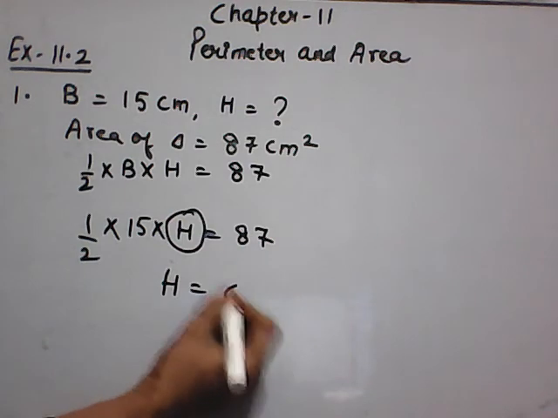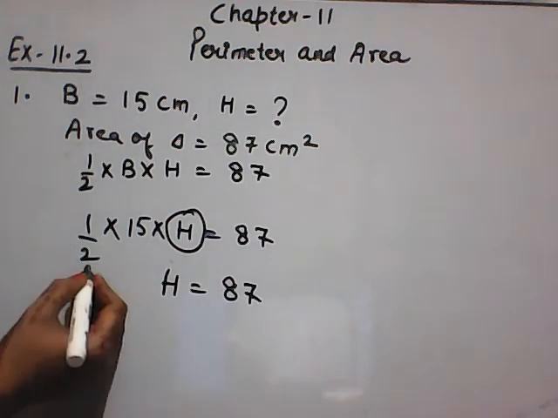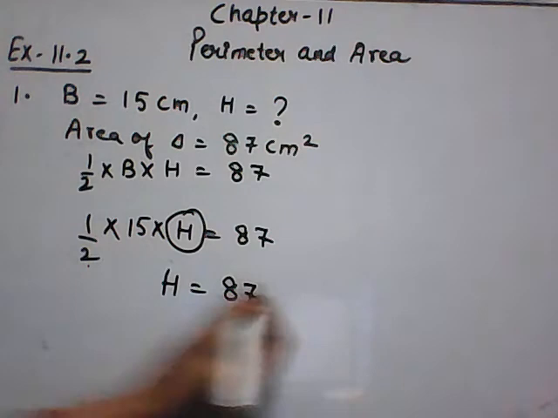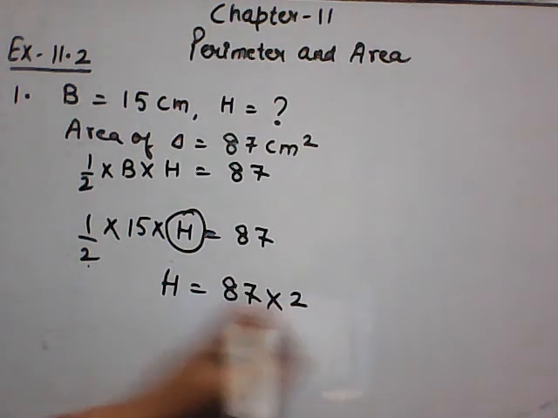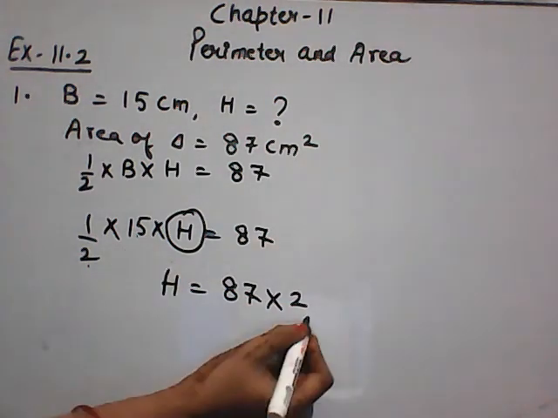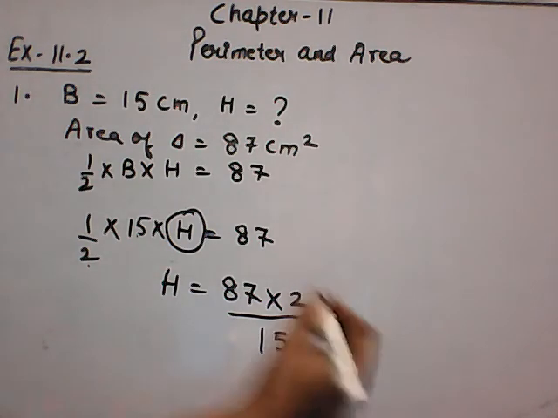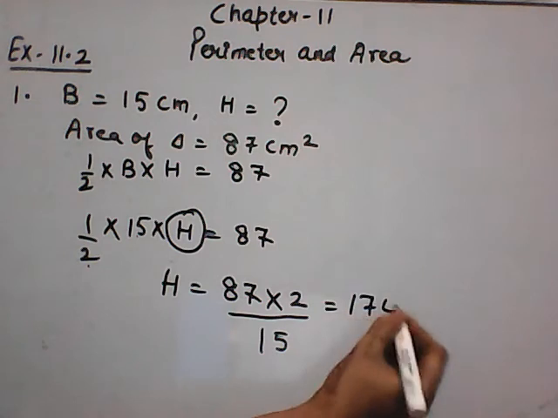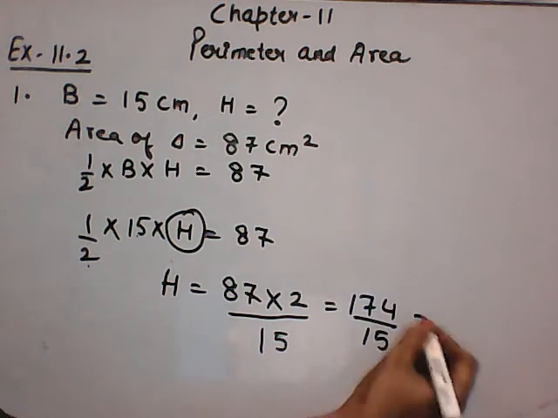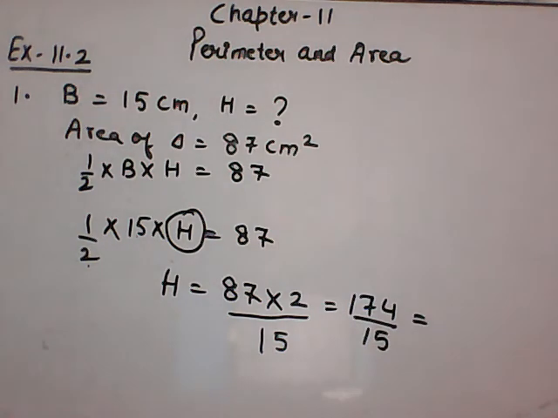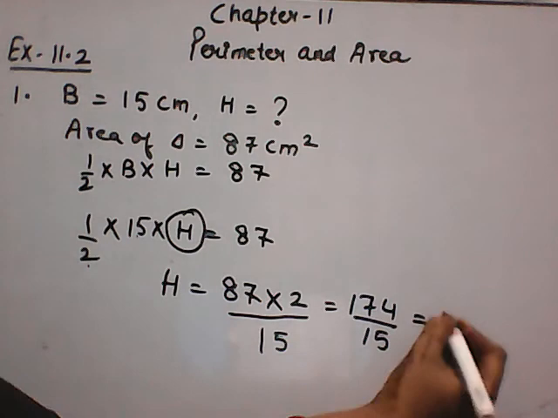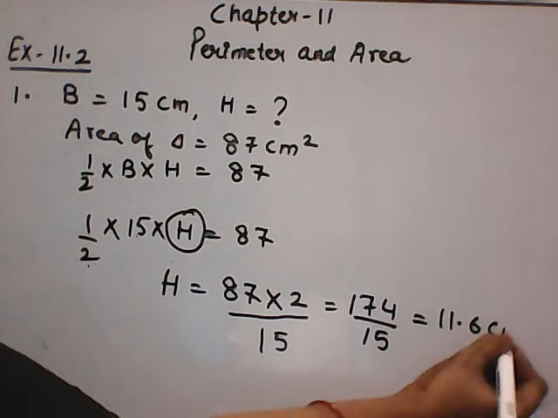Height can be found out as 87. 2 is the divisor, so when it goes to the right hand side it becomes multiplier. Here 15 is the multiplier, so when it goes to the right hand side it becomes the divisor. 87 multiplied by 2 divided by 15. 87 multiplied by 2 is 174, divided by 15. It is equal to 11.6 centimeter. So height of the triangle is 11.6 centimeter.